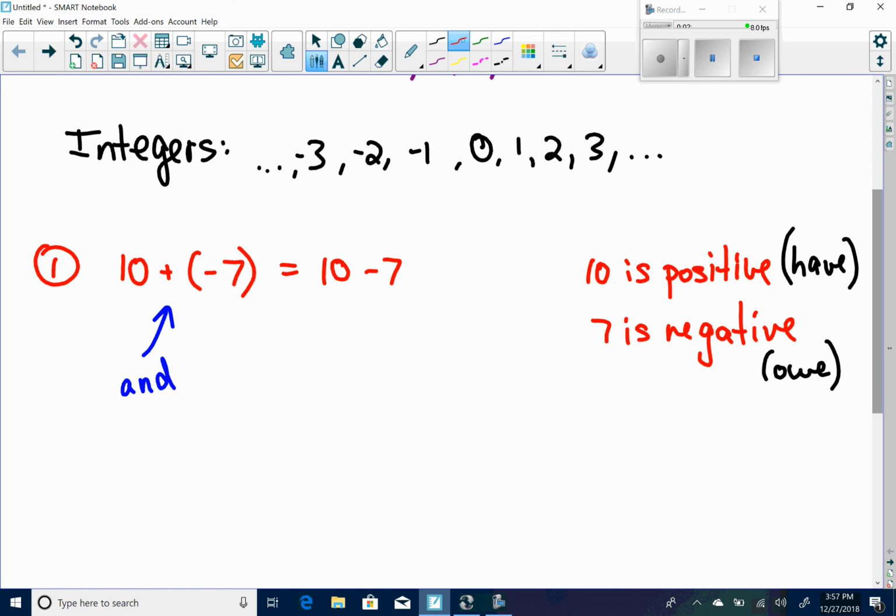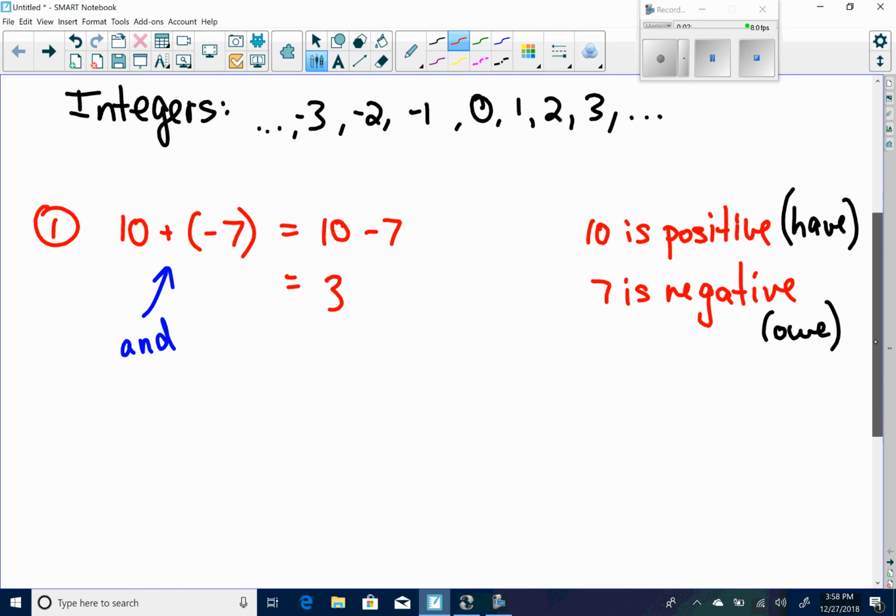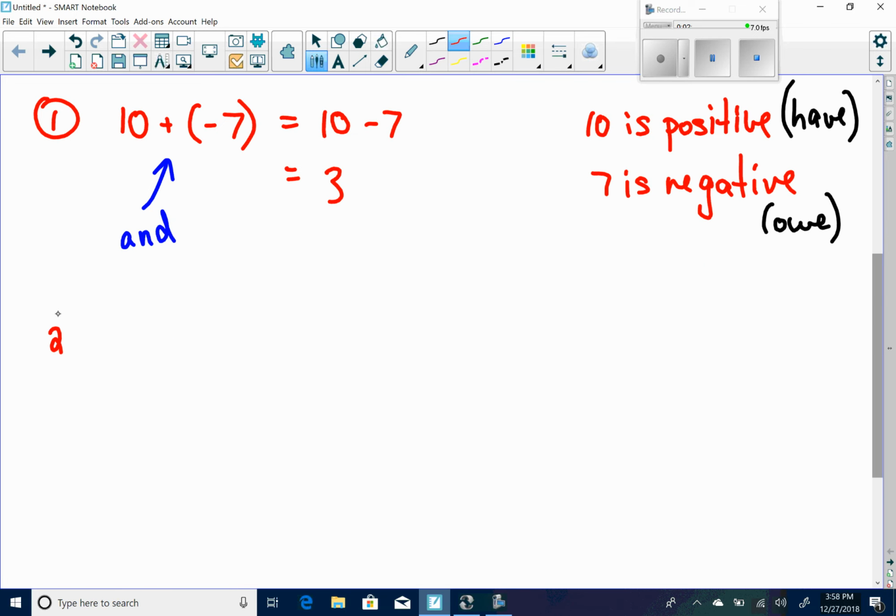So if you have $10 and you owe 7, do you have enough? The answer is, of course, yes. How much do we have left over after we pay the 7? Well, we're going to have a 3. What if I wrote the problem like this? 7 minus 10.